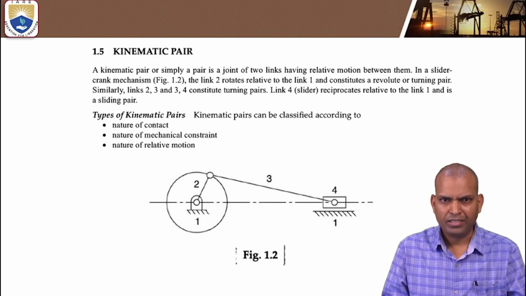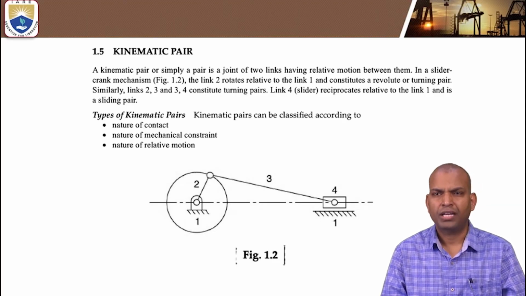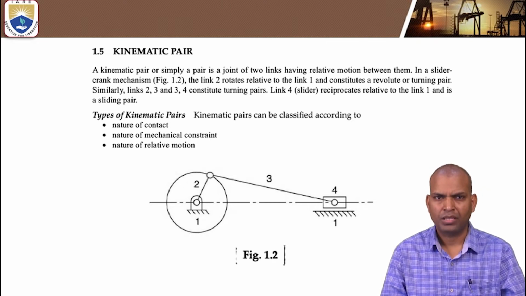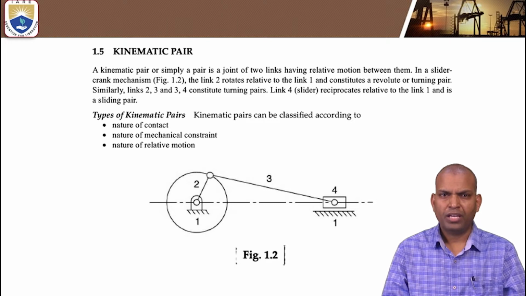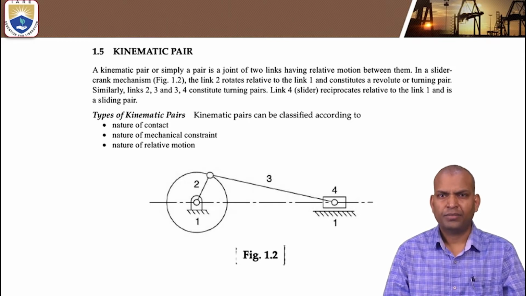A kinematic pair is a joint of two links having relative motion between them. So the pair we are always discussing here is only about pairs. Pairs means a joint of two links. In a slider crank mechanism, as shown in this figure, there are examples of kinematic pairs. But what are the types of kinematic pairs?